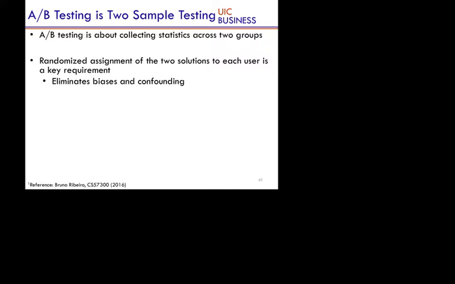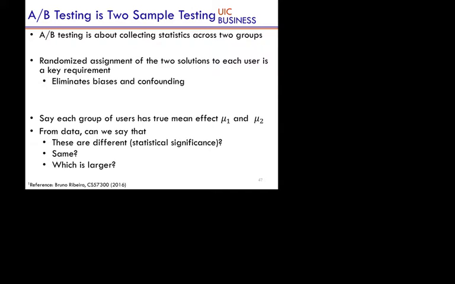Okay, and so let's say each group of users has a true mean effect. Whatever effect you're trying to capture is nu1 and nu2. Then A/B testing is trying to answer the question whether we can say that these are different. Let's say you estimate these effects and try to suggest post hoc, after you have collected all this feedback, whether the estimates give us any confidence in saying that these two true means are different or not. Okay, and same thing if they are the same, or which one is larger and so on, right?